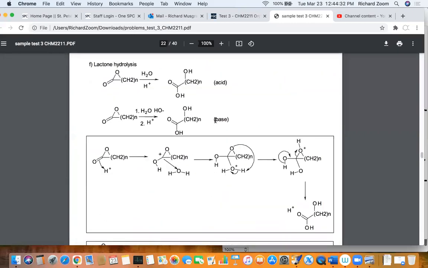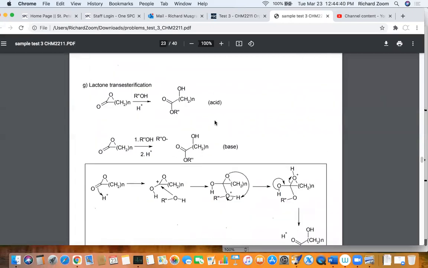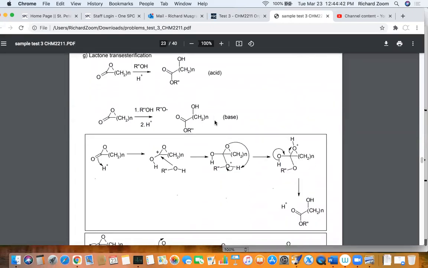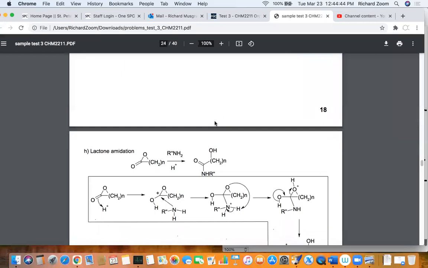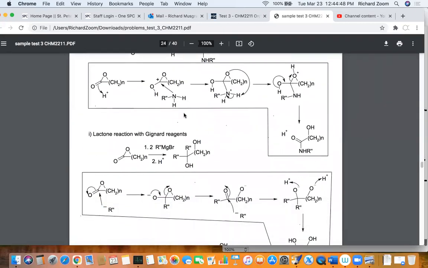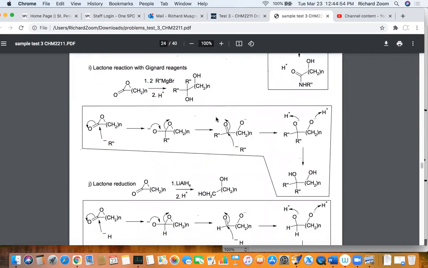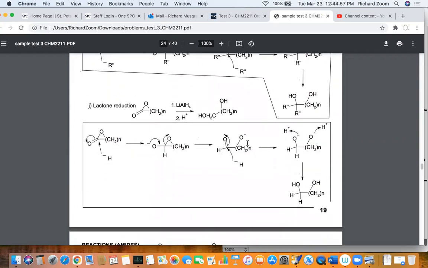Lactone hydrolysis. Is everybody up with me? Okay. Lactone hydrolysis, acid and base, it's already marked. Lactone esterification, acid and base, it's already marked. Lactone amidation, that's acid. Lactone reaction with Grignard reagents, that's B/O. And lactone reduction, that's B/O as well.